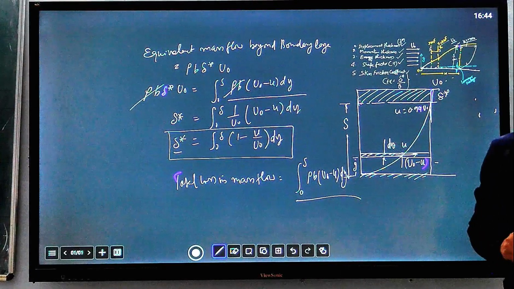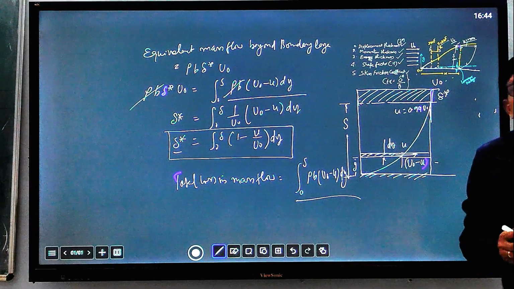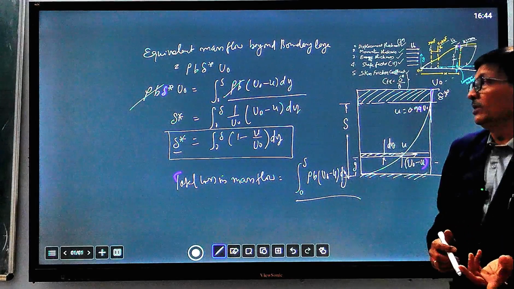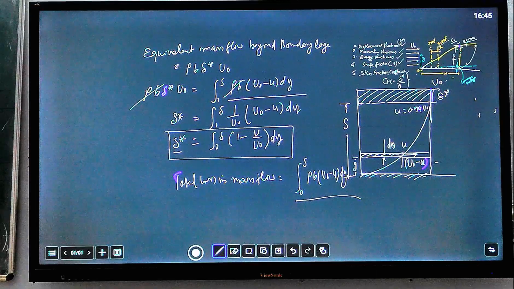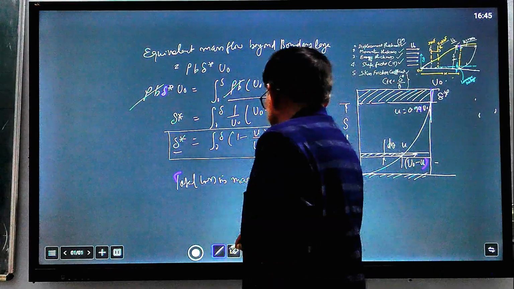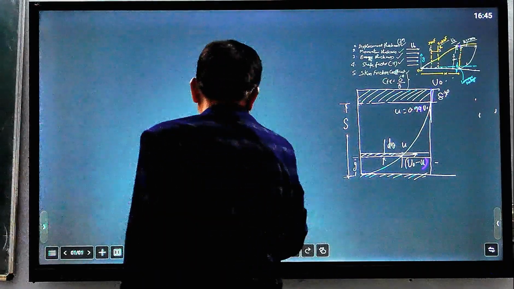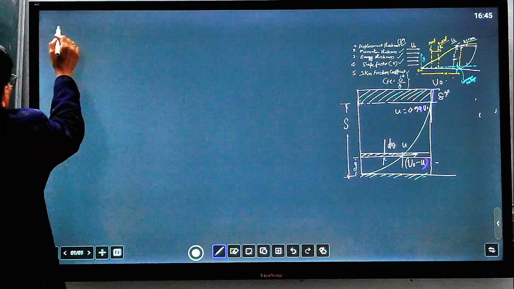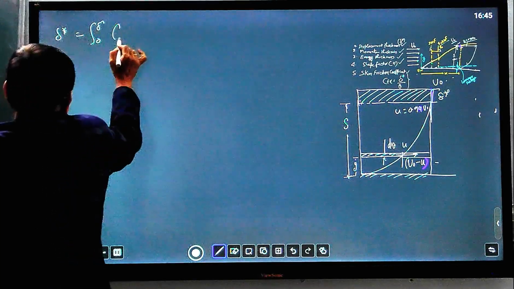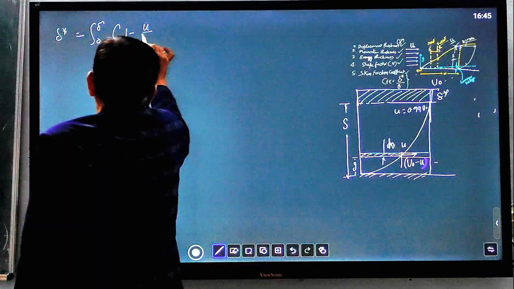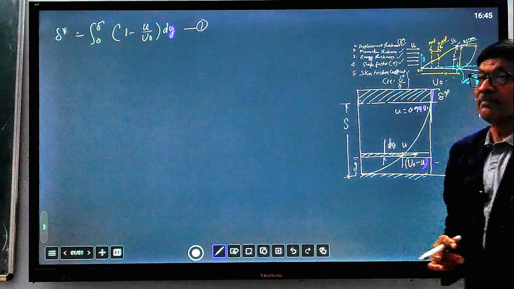Next one is momentum thickness. If mass is displaced, then momentum will also be displaced, because momentum equals mass into velocity. If mass is displaced, the momentum will be displaced and energy will also be displaced. So next one is energy displacement. The first equation that we have derived, the displacement thickness, del star, equals integral 0 to del of (1 minus u upon u naught) dy. This is the displacement thickness. Second one is the momentum thickness.